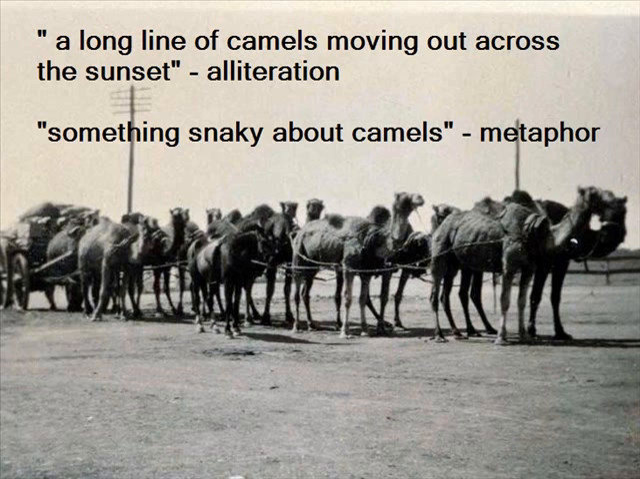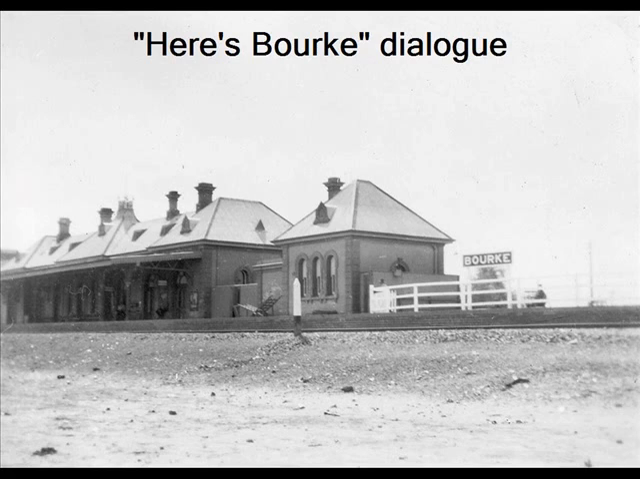The Bulletin was actually a proponent of the white Australia policy. And the thinking of the time, whether we feel comfortable with it or not, was highly influenced by social Darwinism. Now, to create the sense that we're in the actual carriage on our way to Bourke, it ends with, here's Bourke, the dialogue, and it just says, somebody said, here's Bourke. And that's where the story actually ends.